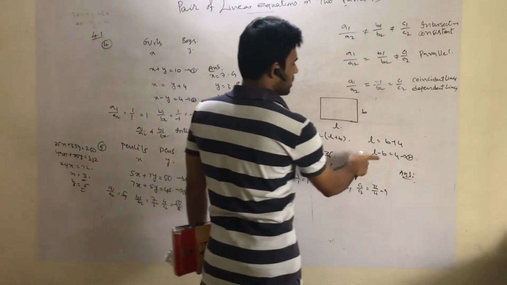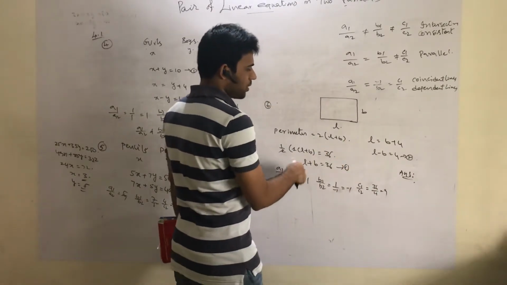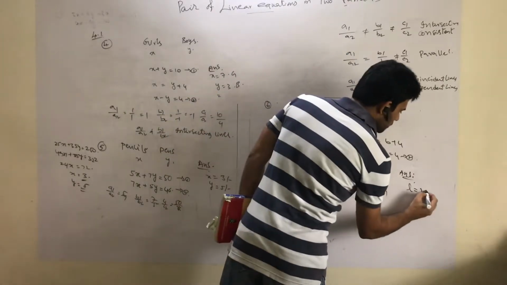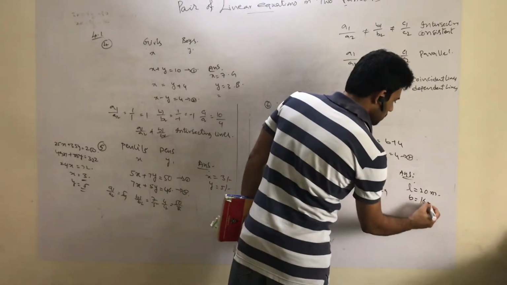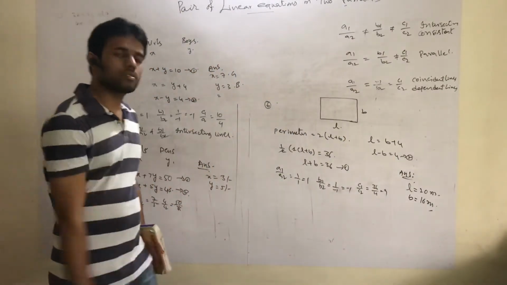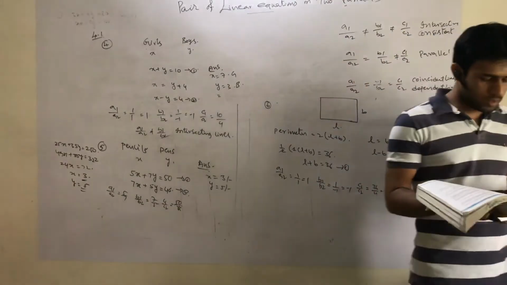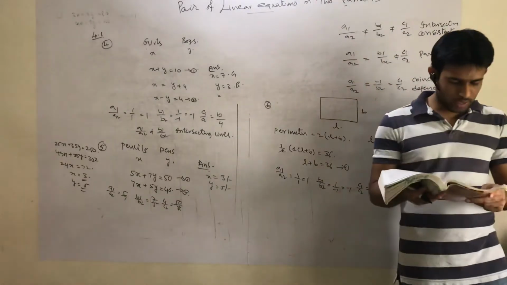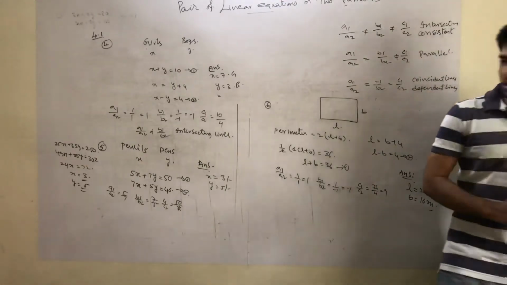L plus B is 36, L minus B is 4. If I add these two equations, 2L becomes 40, so L becomes 20 meters. When L is 20, breadth is 16 meters. Okay, this is the answer. You can do this using the graphical method. Right, so that's problem number 6. Now let me get into problems 7, 8 and 9. With that I can close this session.